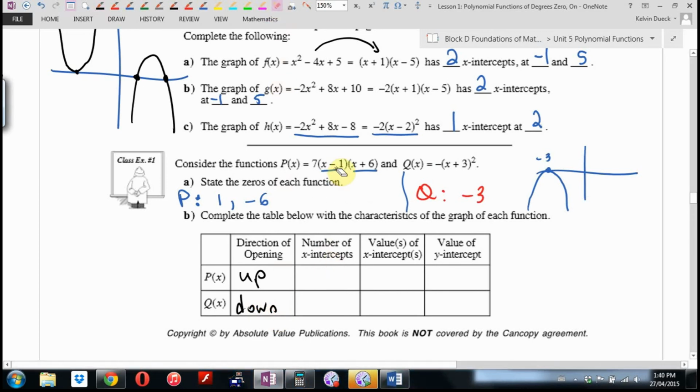How many x-intercepts? How many different factors with x's in them? 2. What if we had 3 factors with x's in them? How many x-intercepts would there be? 3. What if we had 4 factors with x's in them? How many x-intercepts would there be? 4. Okay. 1 x-intercept for q of x. The values, 1, 0, and -6, 0, -3, 0. Right? I'll write it as a point this time.